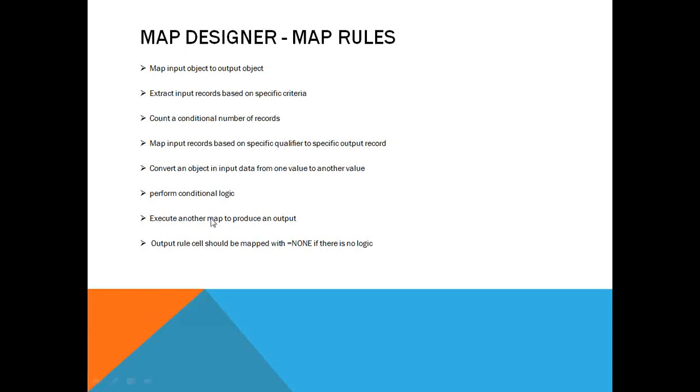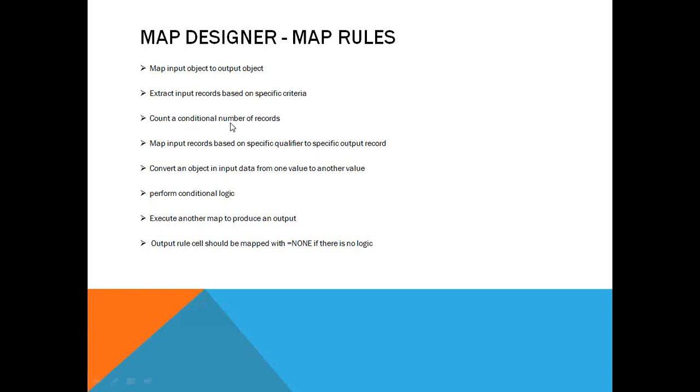Then these are some simple mapping rules. So what type of mapping rules? One is simple one-to-one mapping: map the input object to the output object. The second one is extract input records based on specific criteria. That means suppose the input has some 1,000 records, but on the output side we have to filter based on some criteria. Suppose we have to extract the records where the age is above 18 years. We can do that using the extract function. We can extract the records. I'll show you how to extract.